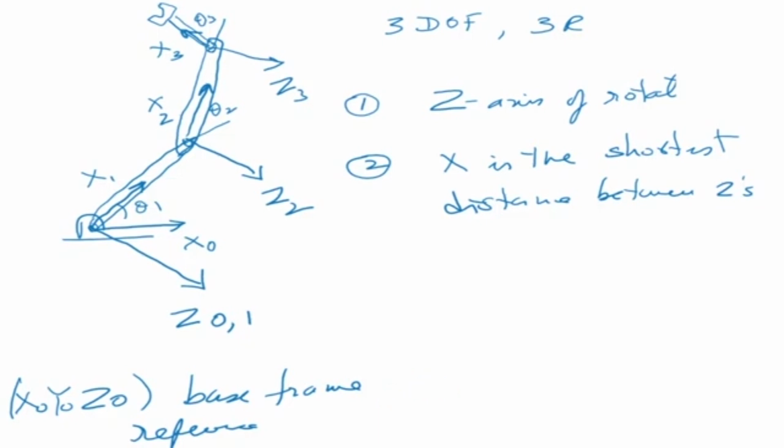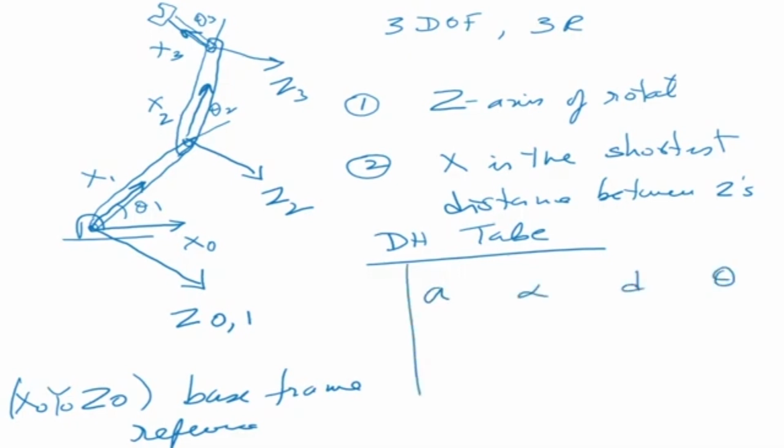Now let's make what we call the DH parameter table. So the DH table contains all these parameters: a, alpha, d, and theta. Okay, so this is my DH parameter table, right? And this is my axis 1, 2, and 3.